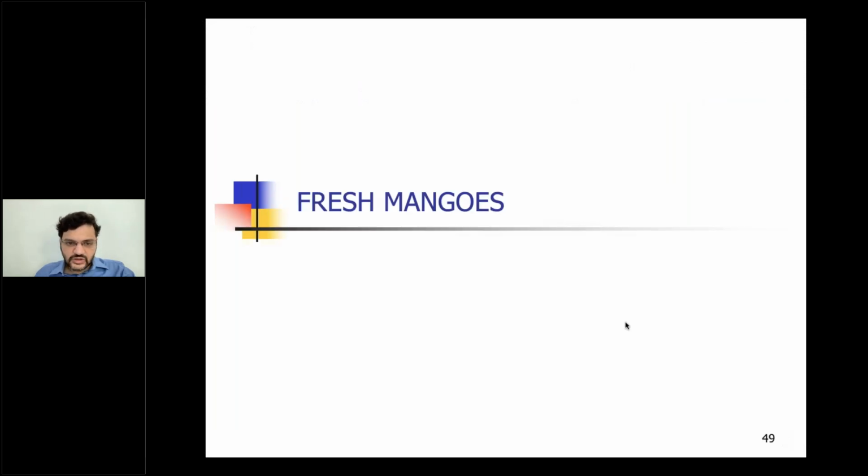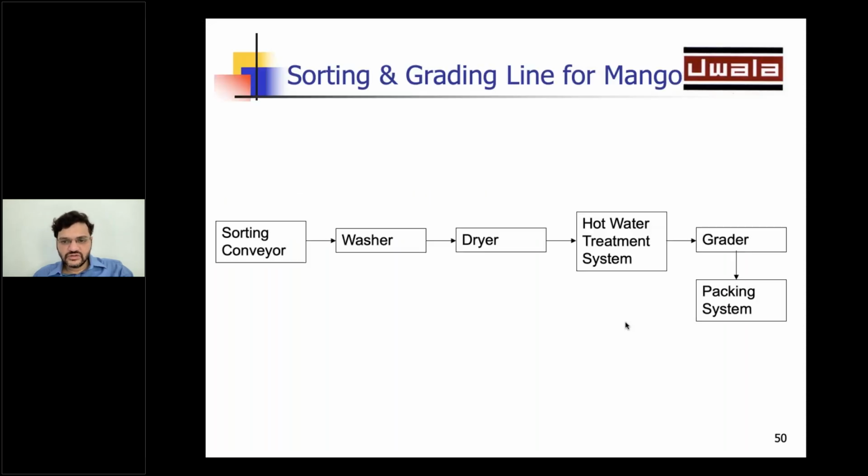The last but not the least, fresh mangoes. Mangoes are exported in very large quantities in fresh form, but we just cannot pluck the mangoes from our orchards and export them, because there is a certain amount of processing which needs to be done before we can do the exporting. Most European countries these days have certain norms and certain processes which have to be followed before the mangoes could be exported. So this is the line diagram that you see here. This is one of the most common forms of processing of fresh mangoes. Essentially, you do a basic sorting.